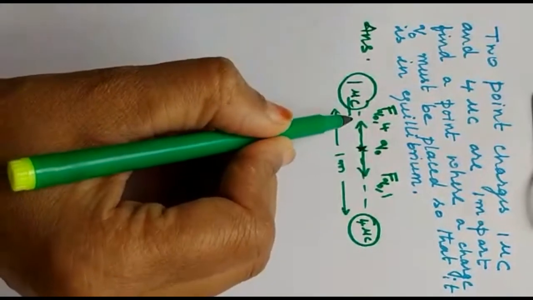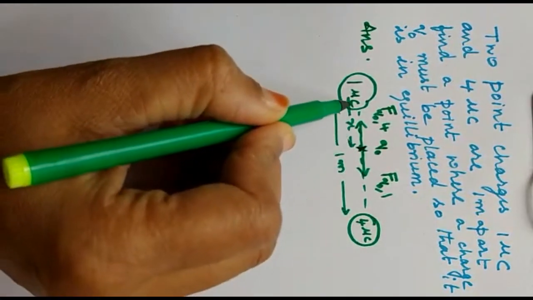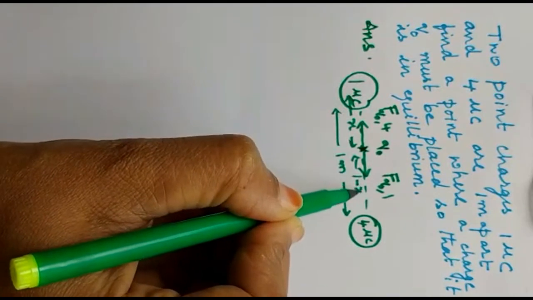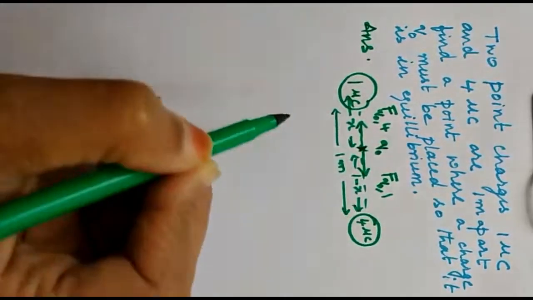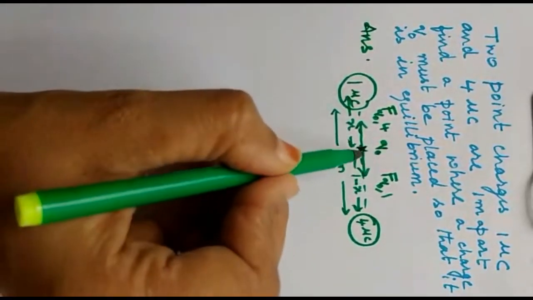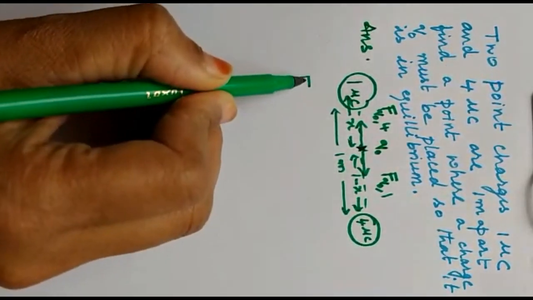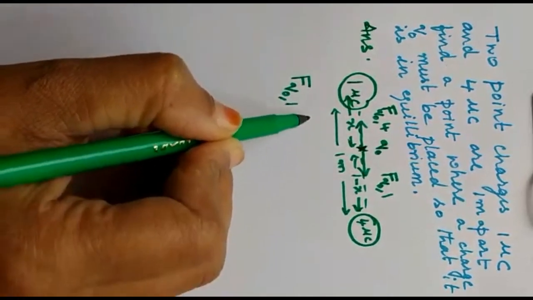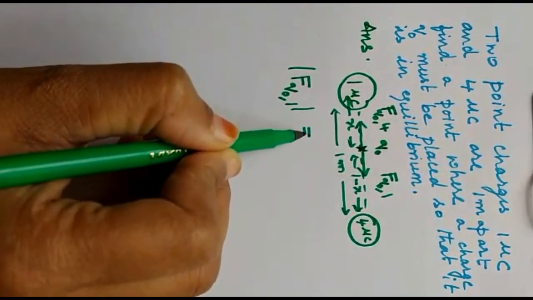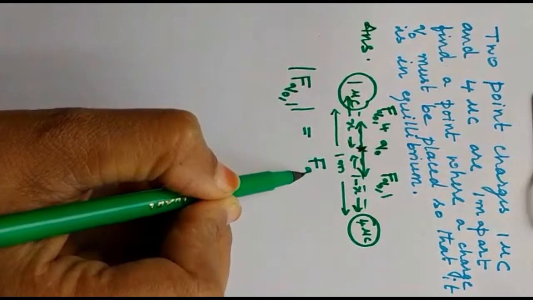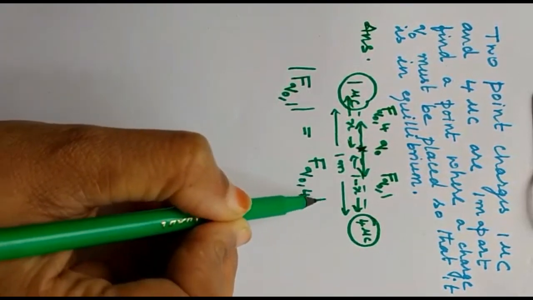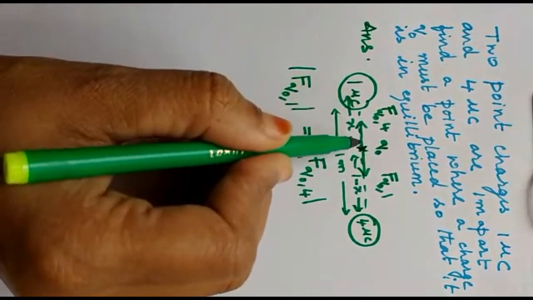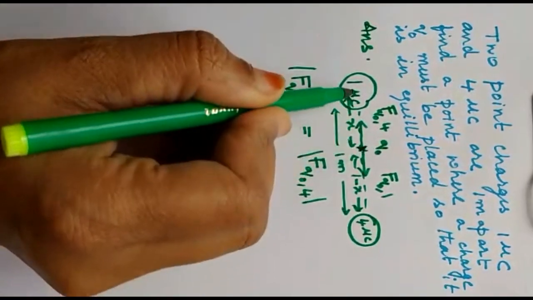So take this distance as x. The remaining distance would be 1 minus x. Now find the two force magnitudes. The charge will be in equilibrium if the magnitude of force on Q naught due to 1 becomes equal to the force on Q naught due to 4 microcoulomb. Anyway, directions are opposite.